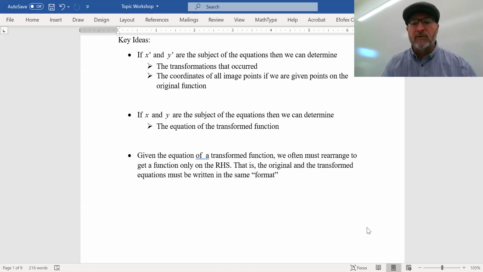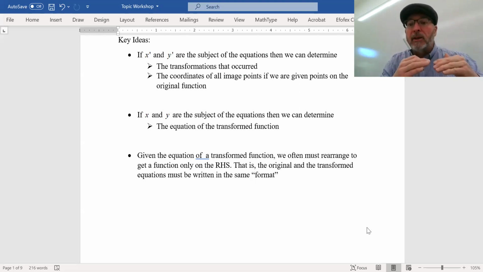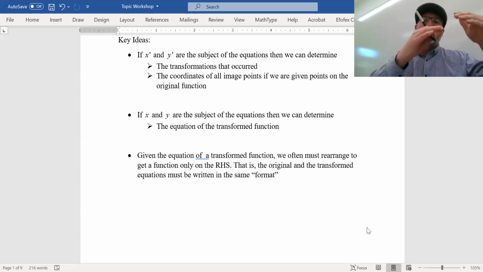Given the equation of a transformed function, we often have to rearrange to get the function bit only, like f of something only by itself on the right hand side. Sometimes you might have 3 times some function of x plus 2. You need to get rid of the 3 and the 2. Just have the function on the right hand side, because you want your original equation function and your image one, your transformed one, to be of the same format.